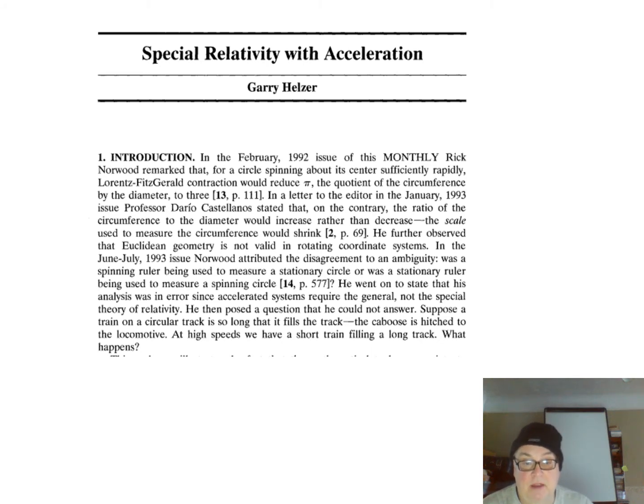He went on to state that this analysis was an error, since accelerated systems require the general, not the special, theory of relativity. He then posed a question that he could not answer. Suppose a train on a circular track is so long that it fills the track. The caboose is hitched to the locomotive at high speeds. We have a short train filling a long track. What happens? So what he's dealing with is replying to an issue from another person.